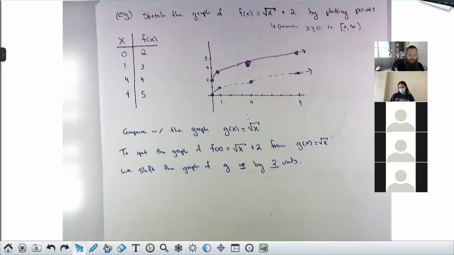So we saw adding and subtracting numbers kind of on the inside of our function moves things left and right. Adding and subtracting numbers on the outside of my function will move things up and down.